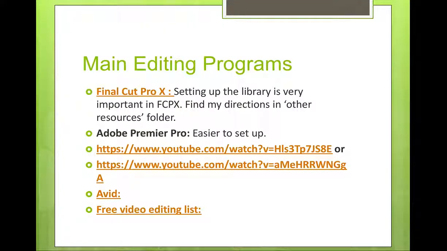So these are the main editing programs. And as I mentioned before, Final Cut Pro X, setting up the library is very important in Final Cut Pro X. And find my directions in the other resources folders, okay? Please do it. Now, Adobe Premiere Pro is what I use mainly now because Final Cut Pro X has this thing called a magnetic timeline, which almost makes it a linear program rather than a non-linear program, because what the magnetic timeline does, it drags all the footage into the timeline in a linear fashion, where Adobe Premiere Pro lets you put the footage wherever you like.